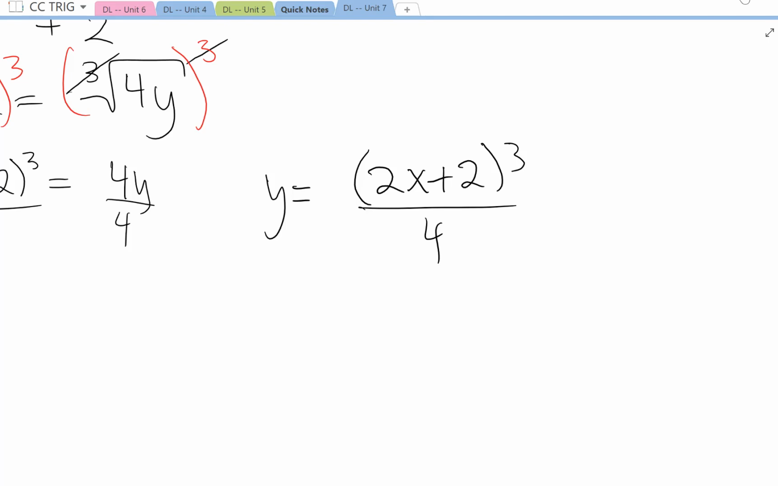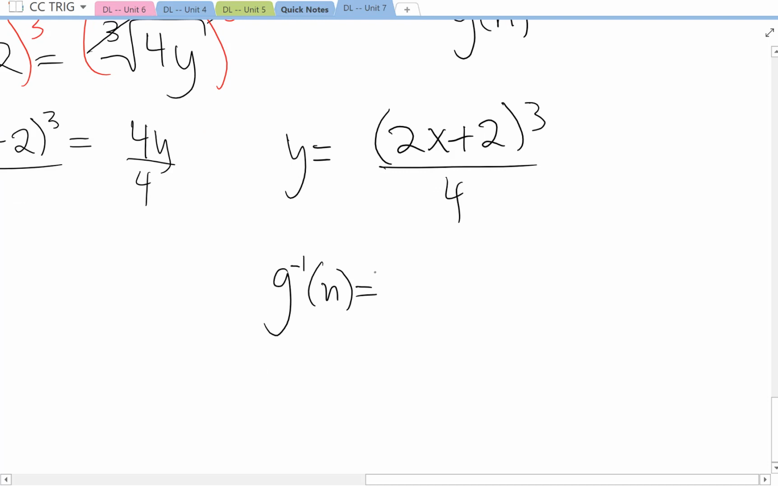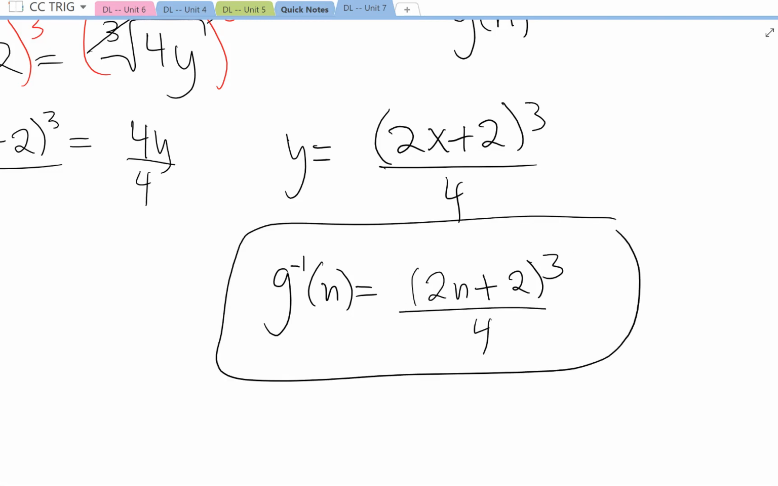And it was originally g of n. So we'll write g inverse of n is equal to 2n plus 2 quantity cubed over 4. Or you could write it as times 1/4 if that's more comfortable for you. That's finding the inverse.